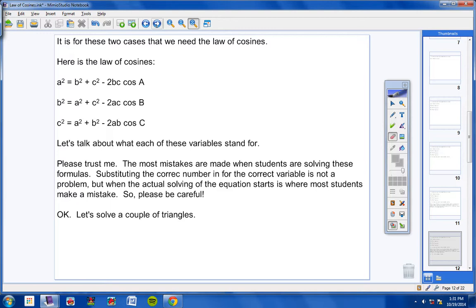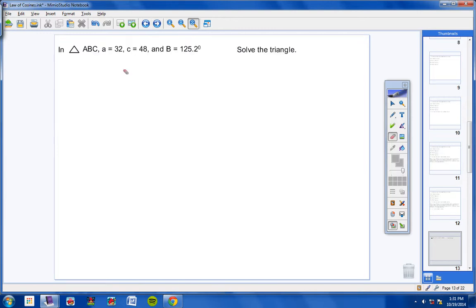Let's try to solve a couple of these triangles, okay? All right, let's go ahead and solve this triangle. Copy this in your notes if you would, please. We have triangle ABC. I think it's always really helpful to get a picture of the triangle, and I don't really care if we draw it to scale or not, not a big deal. So triangle ABC, and side A is 32, and side C is 48, and angle B is 125.2.